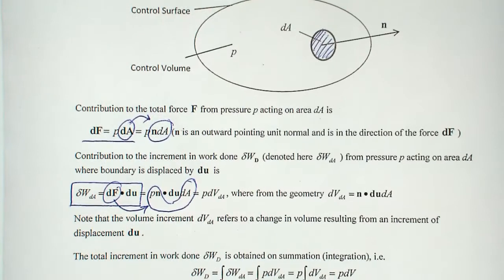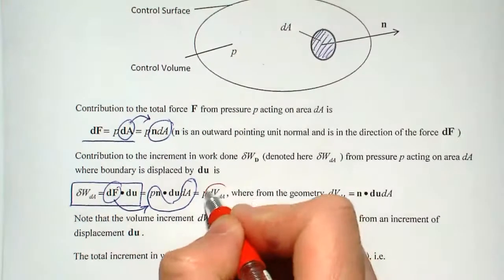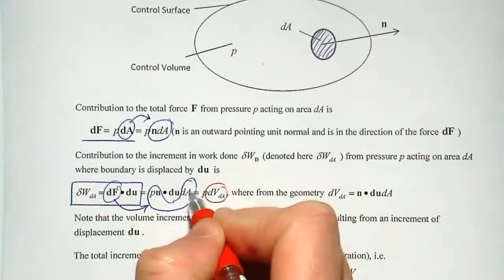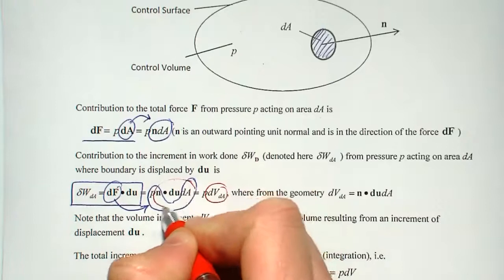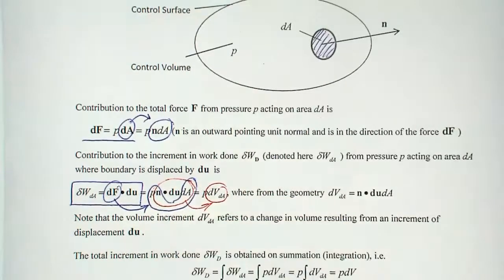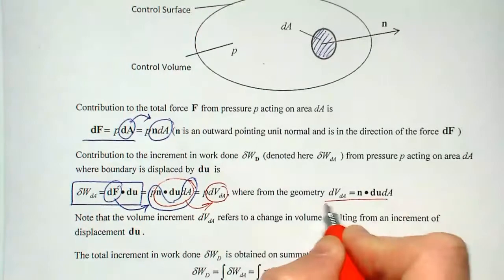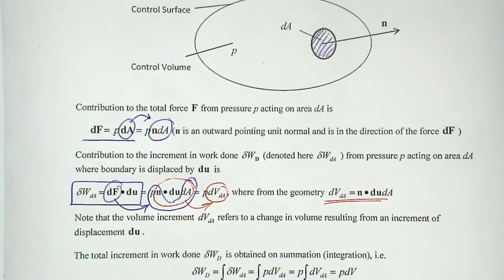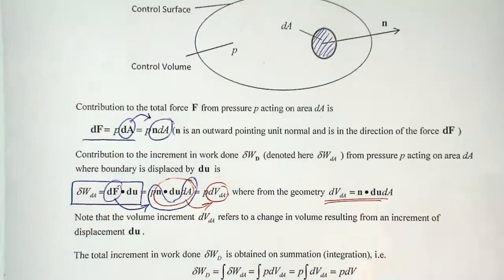And then what I can do, I can then relate the change in volume by these three parameters here, as is shown here. So the change in volume for that cross-section area, dA, is really n times the change in the displacement times the area.